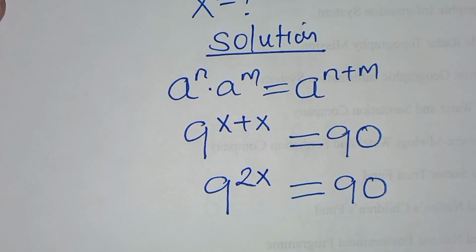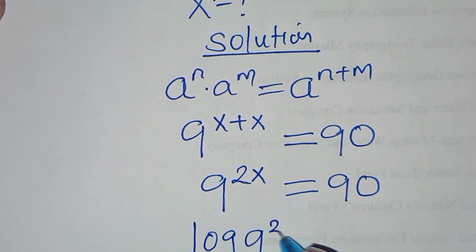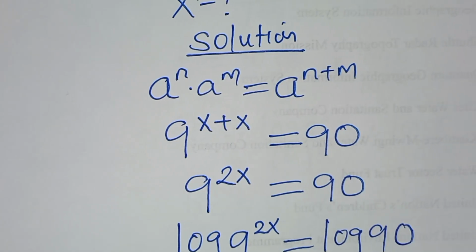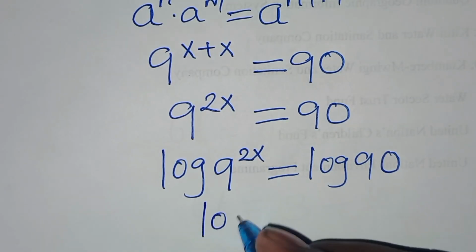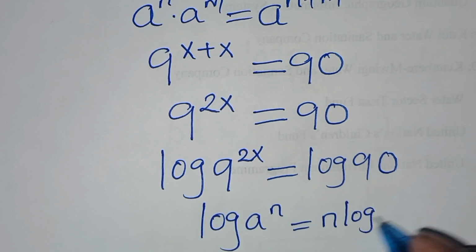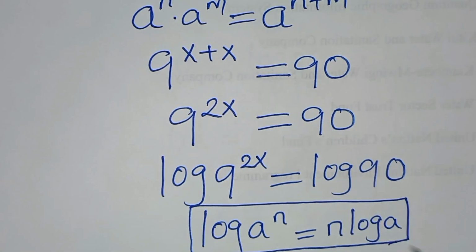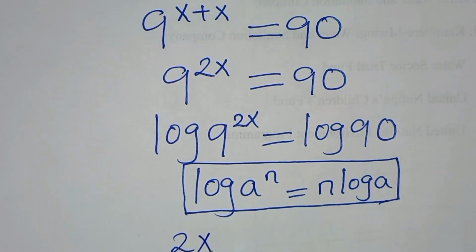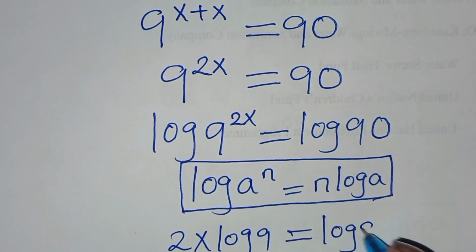Now, so for the value of x, we introduce logarithm on both sides. So here we have log 9 to the power 2x. This is equal to log 90. So log 9 to the power 2x, this is in the form of log a to the power n, which we can express as n log a. So applying this power rule property, then you find that log 9 to the power 2x can be expressed as 2x log 9. This is equal to log 90.